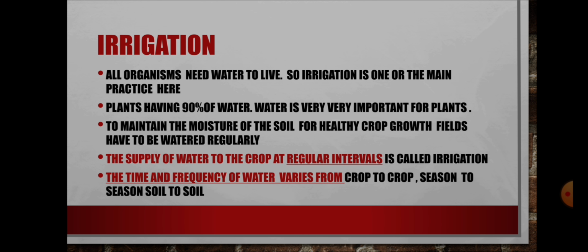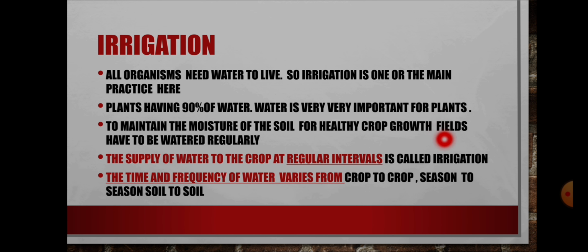Plants take nutrients along with water. A plant can grow, produce flowers and fruits with the help of a good water supply. Without water, it cannot survive. All organisms need water to live. So irrigation is one of the main practices here. Plants have 90% water.